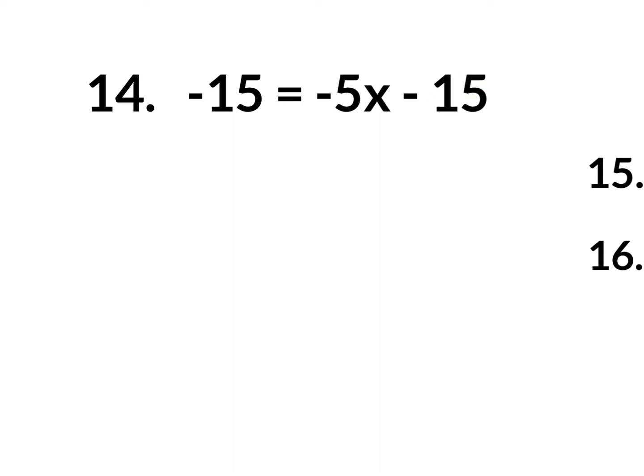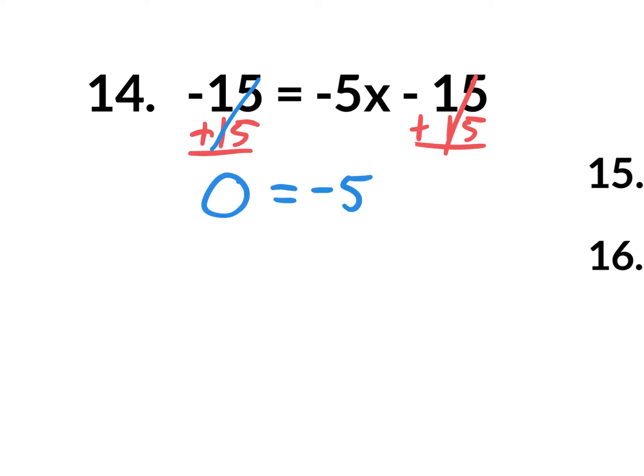Get rid of that minus 15 by doing the opposite. Plus 15. What you do to one side, do to the other side. Plus 15. And wow, check this out. Negative 15 plus 15, it's also equal to 0. So what do? 0 is a number. It's a whole number, right? So write it out. 0 equals negative 5x. Okay, 0 equals negative 5x.